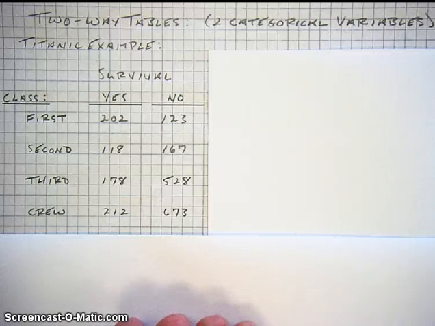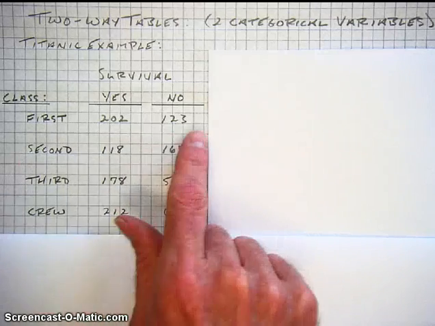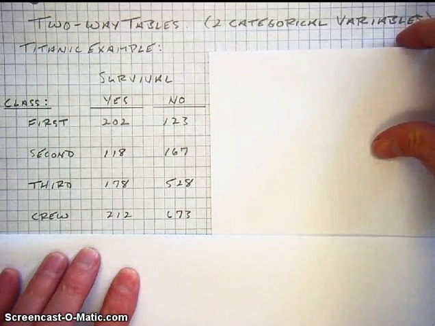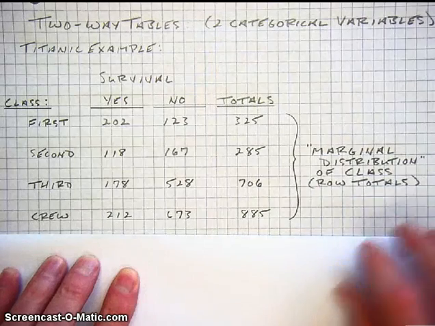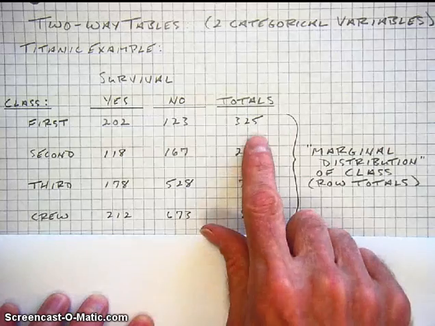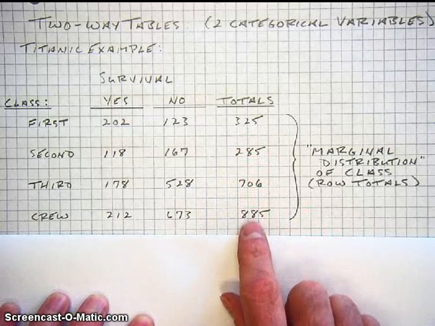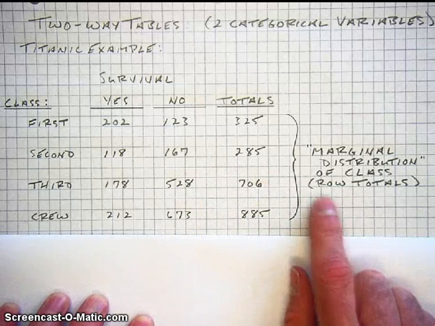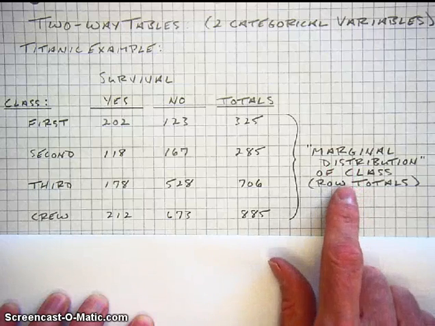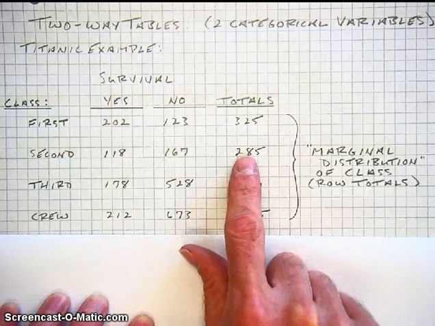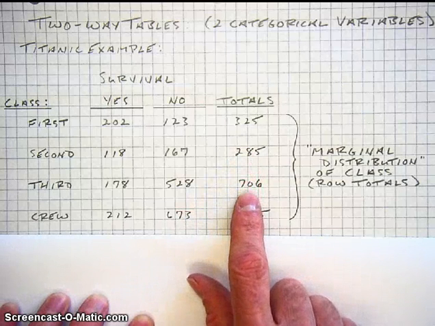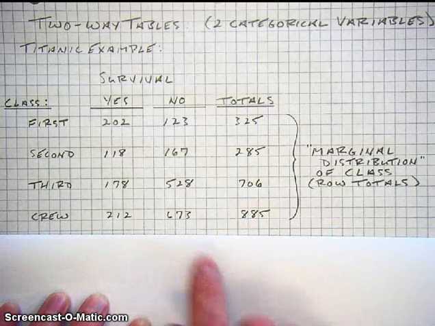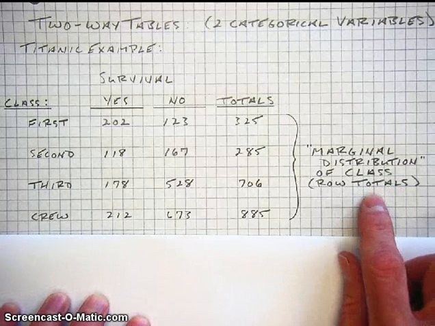Now, sometimes when you're given a table like this, you want to know, how many people were there in first class altogether, or in second class, or third, or crew? What you do there is you just total up across the rows. When you get those row totals, you can see these are the same totals that you saw in the preceding video. You get the marginal distribution of that row variable. So the row totals make up the marginal distribution of class in this case: 325 first-class passengers, 285 second-class passengers, 706 third-class passengers, and 885 crew. So the marginal distribution of the row variable consists of the row totals.